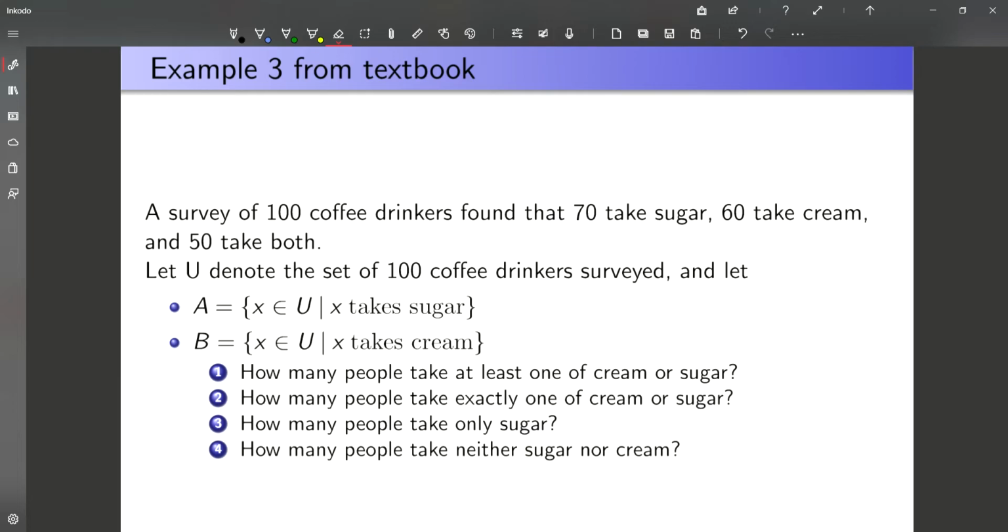All right, so we're looking at a survey of 100 coffee drinkers, right? So our universal set is a set of these 100 coffee drinkers who were surveyed. All right, and then we have the sets A and B, which are subsets of U, right? So the set A is a set of the people who say they take sugar. The set B is a subset of people who say they take cream. And we know that there are 70 of those who take sugar, 60 who take cream, and 50 who take both. Now, given this information, we want to answer questions 1 through 4.